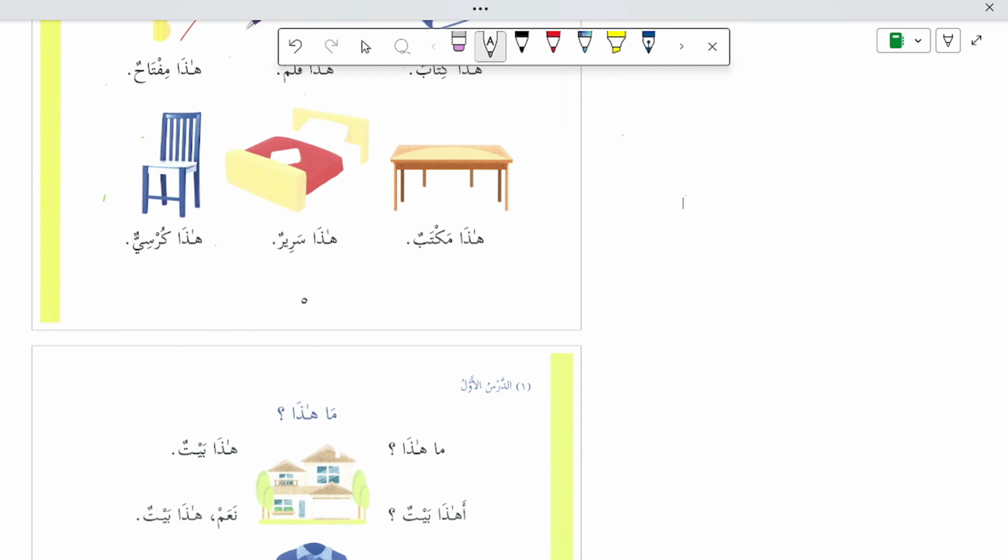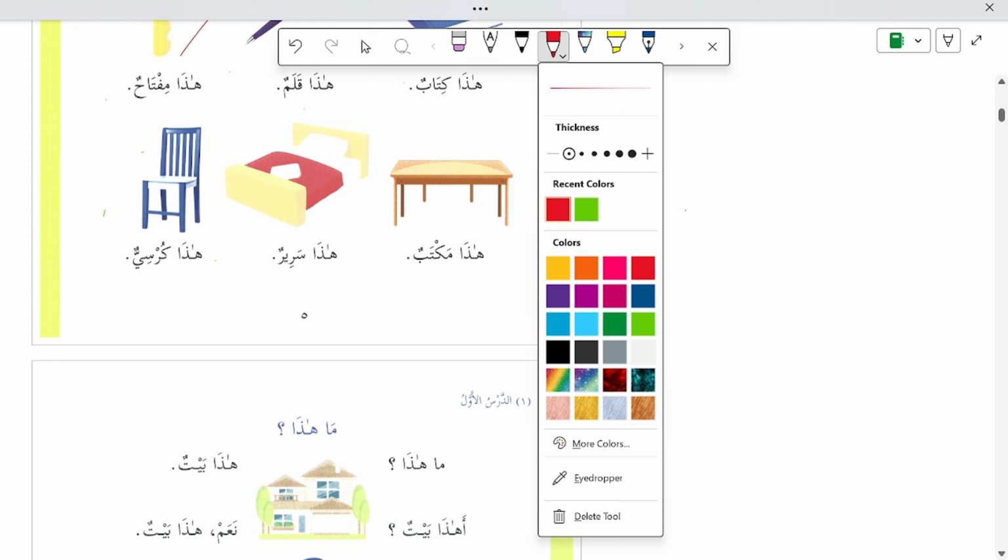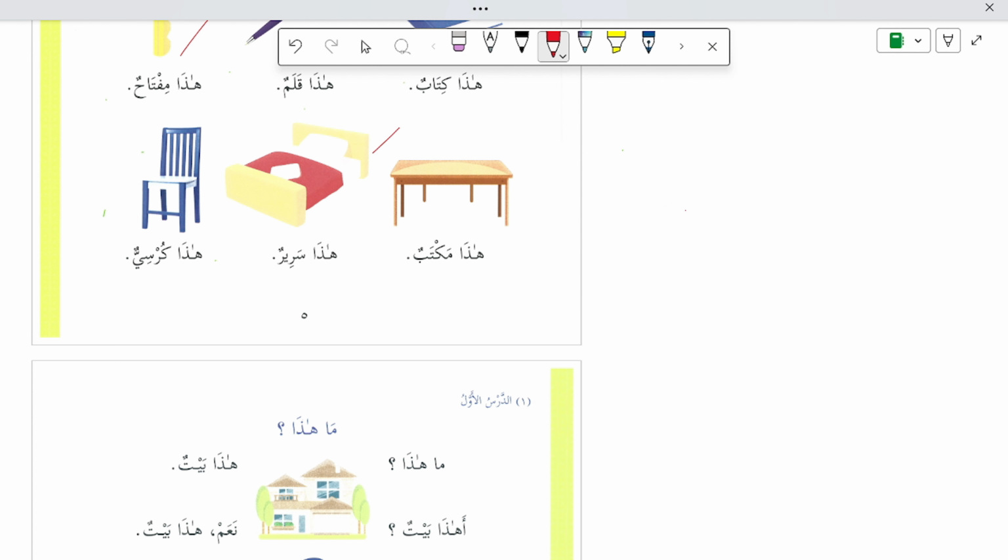Okay, next is maktabun, table, and haza maktabun. This is a table. And the next word is sarir. Sarir means bed. Haza sarirun. This is a bed. Okay, the next word is kursi. Haza kursiyun. This is a chair.